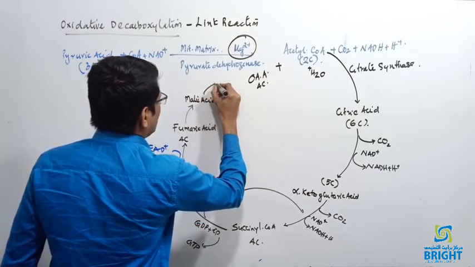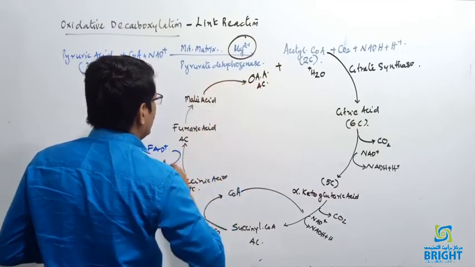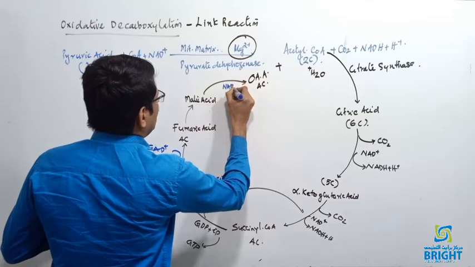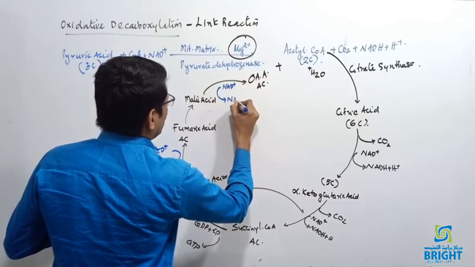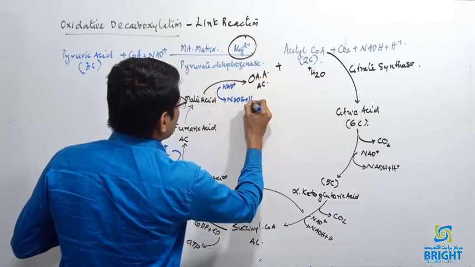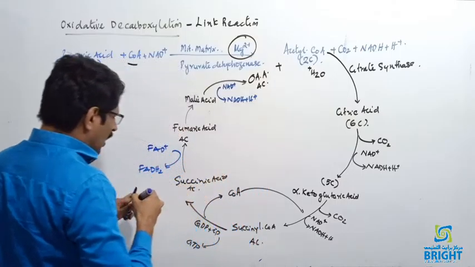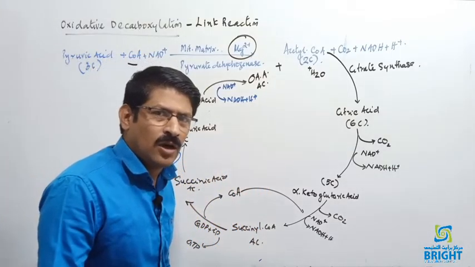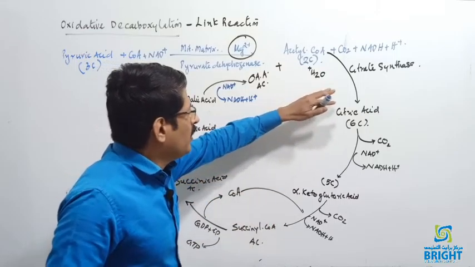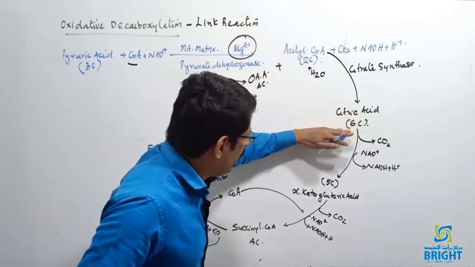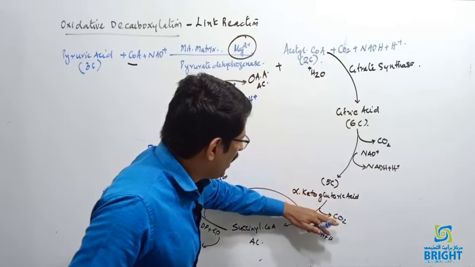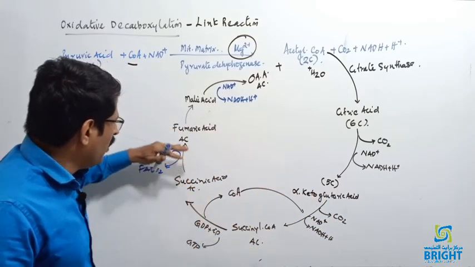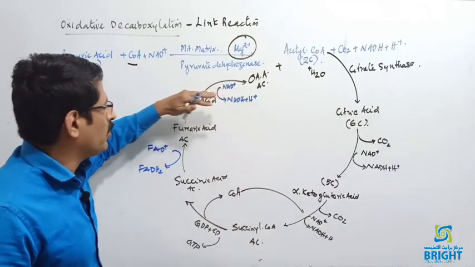Fumaric acid is converted into malic acid, and malic acid is converted into oxaloacetic acid. During this stage, one NAD+ is converted into NADH+H+. This is the schematic representation of the Krebs cycle, or citric acid cycle, or TCA cycle. And here citric acid is a 6-carbon compound, alpha ketoglutaric acid is a 5-carbon compound, succinyl coenzyme A, succinic acid are 4-carbon compounds, fumaric acid, malic acid, and again oxaloacetic acid.